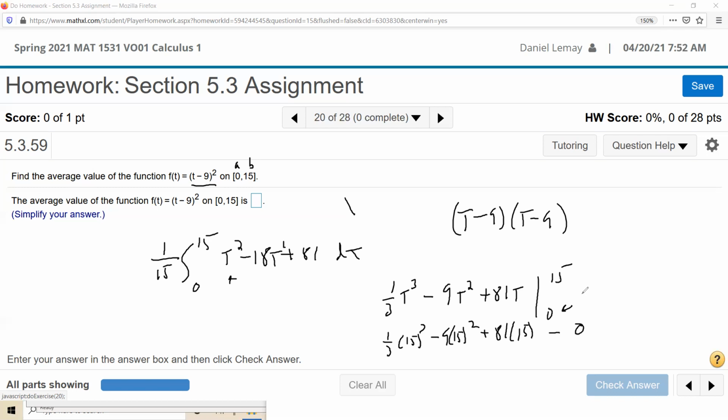So 1/3 times 15 cubed minus 9 times 15 squared. I guess I could have done that one in my head, but well, I don't know. 9 times 225, maybe. Let's see, 81 times 15. So I'm getting 315.